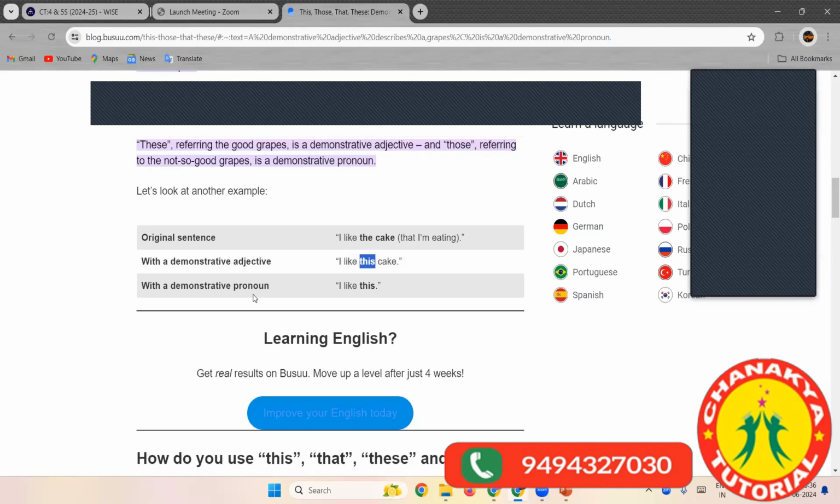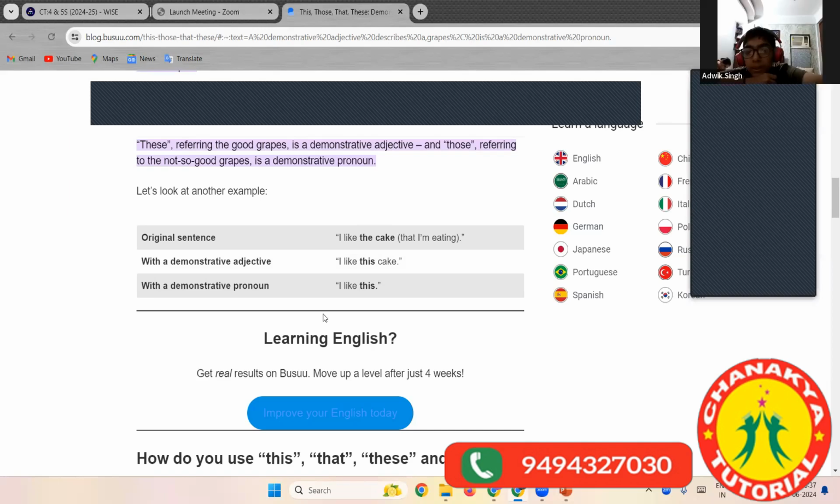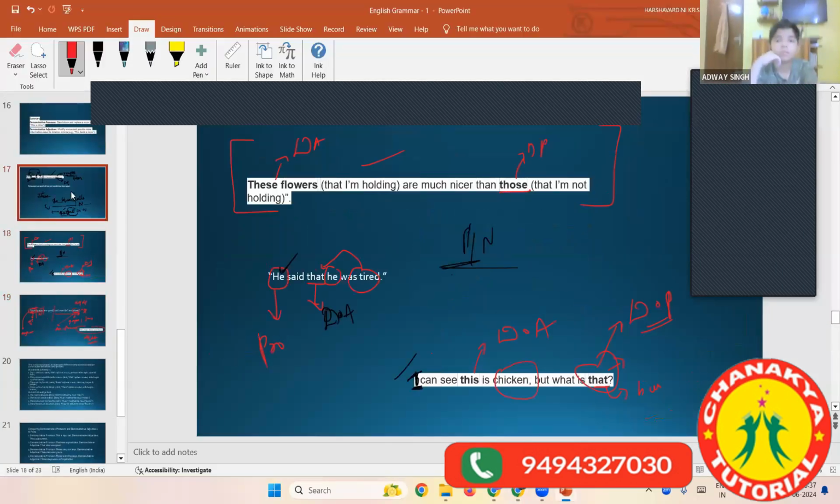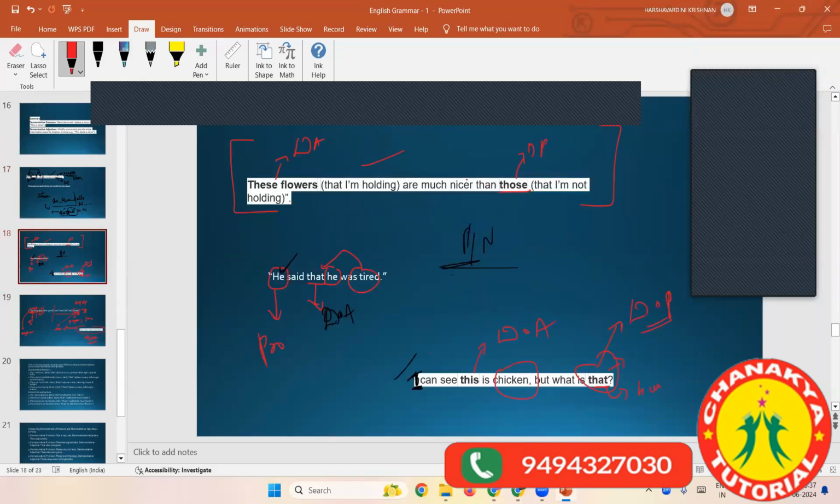But see the second sentence, the demonstrative pronoun: I like this. That's all. There is no cake. Instead of cake, they replaced the cake with this. So that is going to be a demonstrative pronoun. So now you understood the difference between the demonstrative adjective and demonstrative pronoun? Yes, ma'am. Clear? It's easy only, right? Yes. Correct. See here, this sentence.